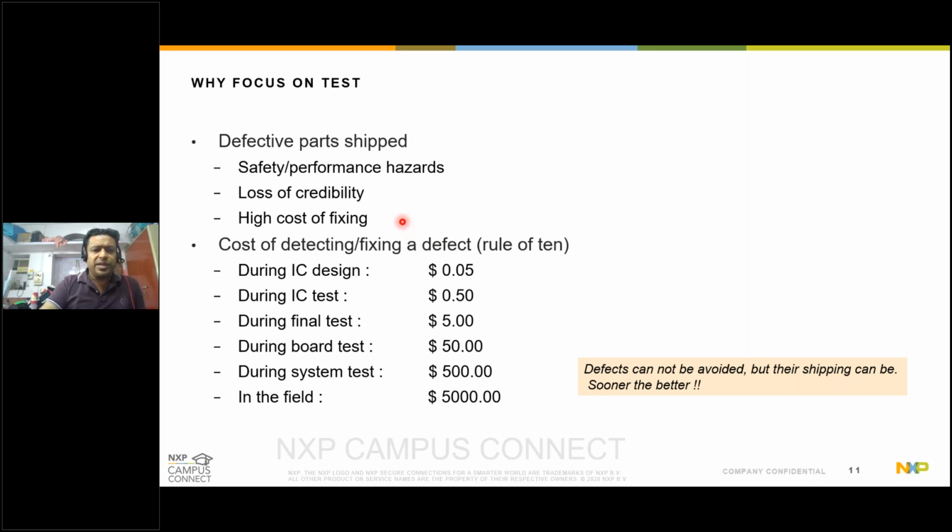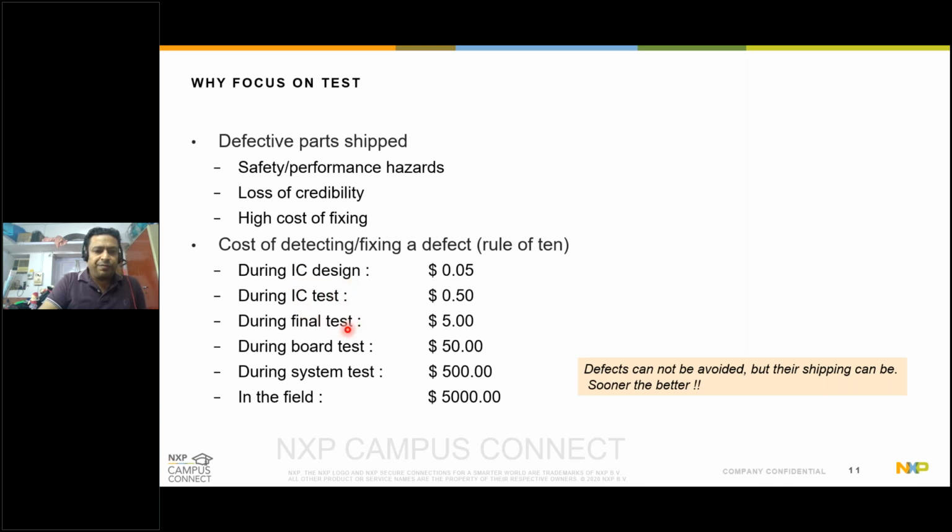Another factor to consider is that it also matters at what stage of your SoC development you are able to detect your fault and fix it. What this slide is showing is that the earlier you are able to detect your fault and fix it, the less it will cost you. If you are able to detect and fix your defect during the IC design itself, it will cost you the least. Once you have crossed the design stage and you find a fault at the IC testing level, it will cost you around 10 times more than what it would have cost you had you detected it during the IC design cycle itself.